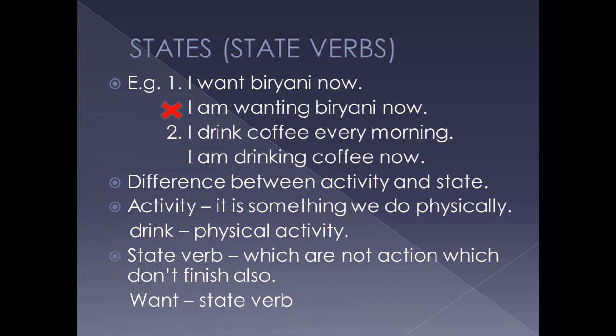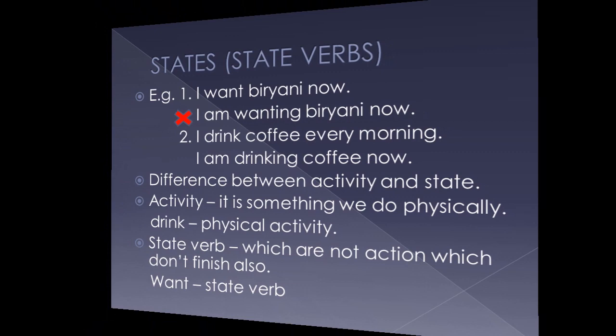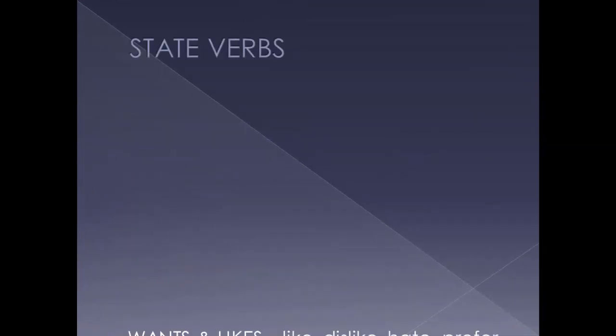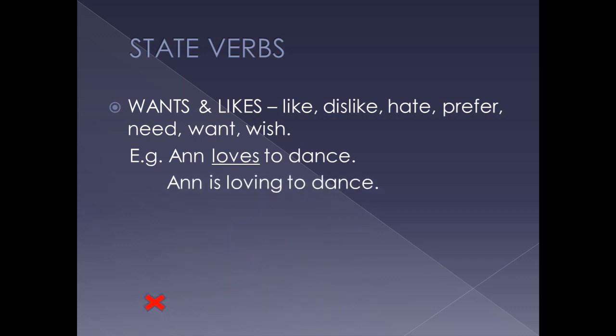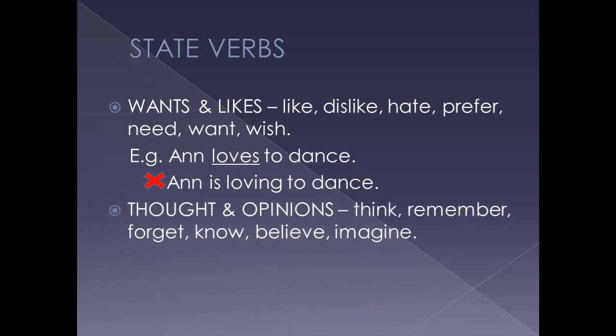Now listen here, I am going to give you some state verbs. The first one is wants and likes. In this category, these are the verbs. Listen: like, dislike, hate, prefer, need, want, wish. See the example, Anne loves to dance. That is the right sentence. We cannot use Anne is loving to dance. That is wrong.